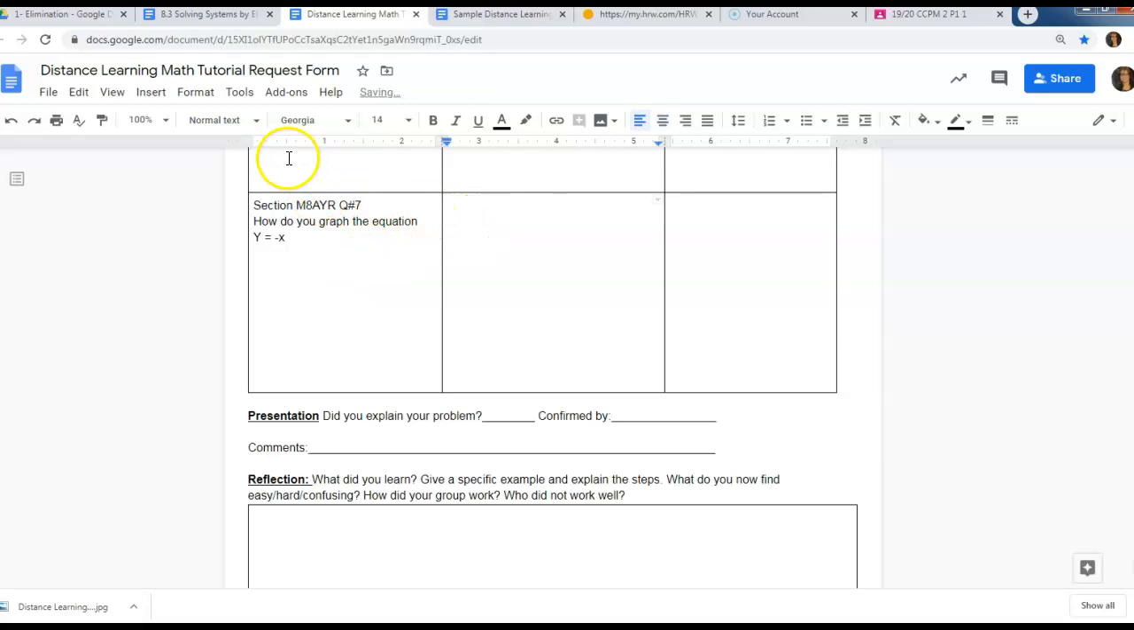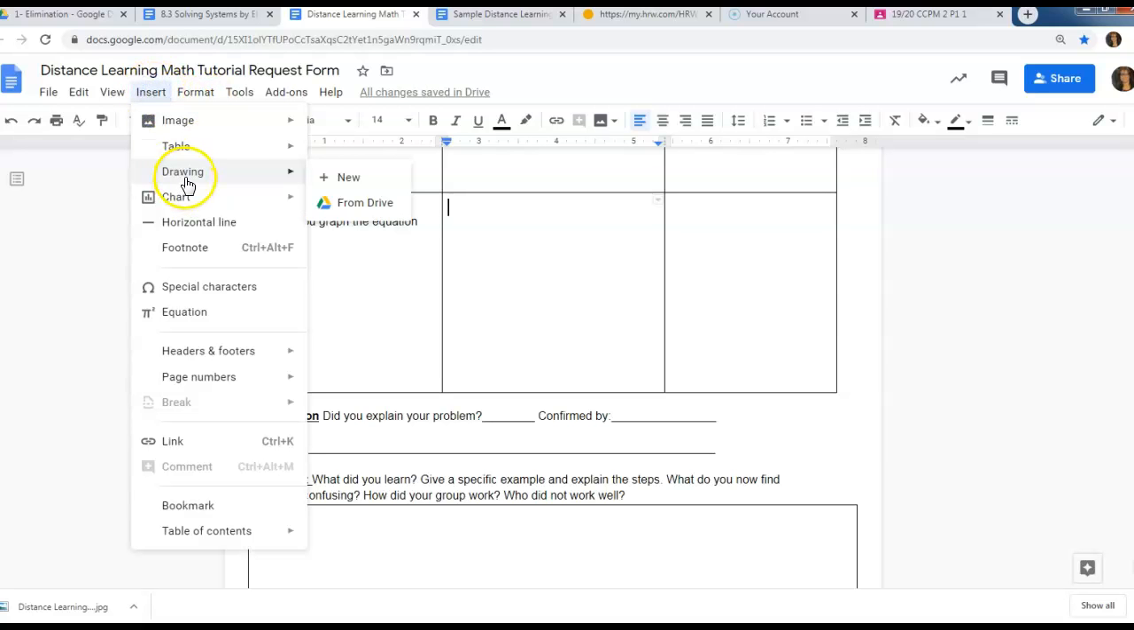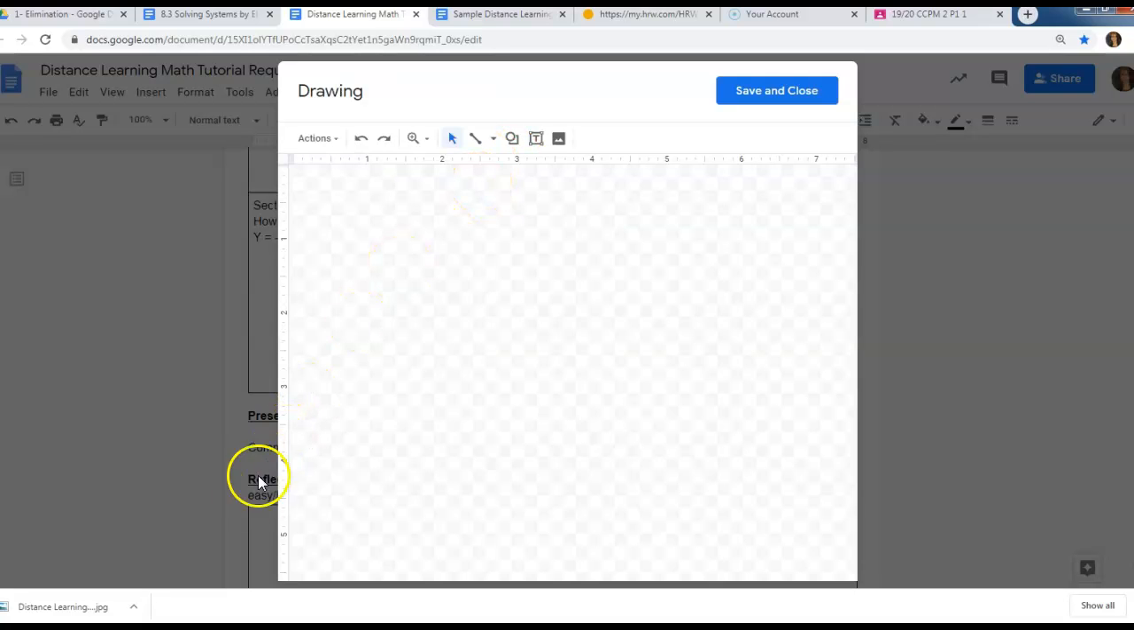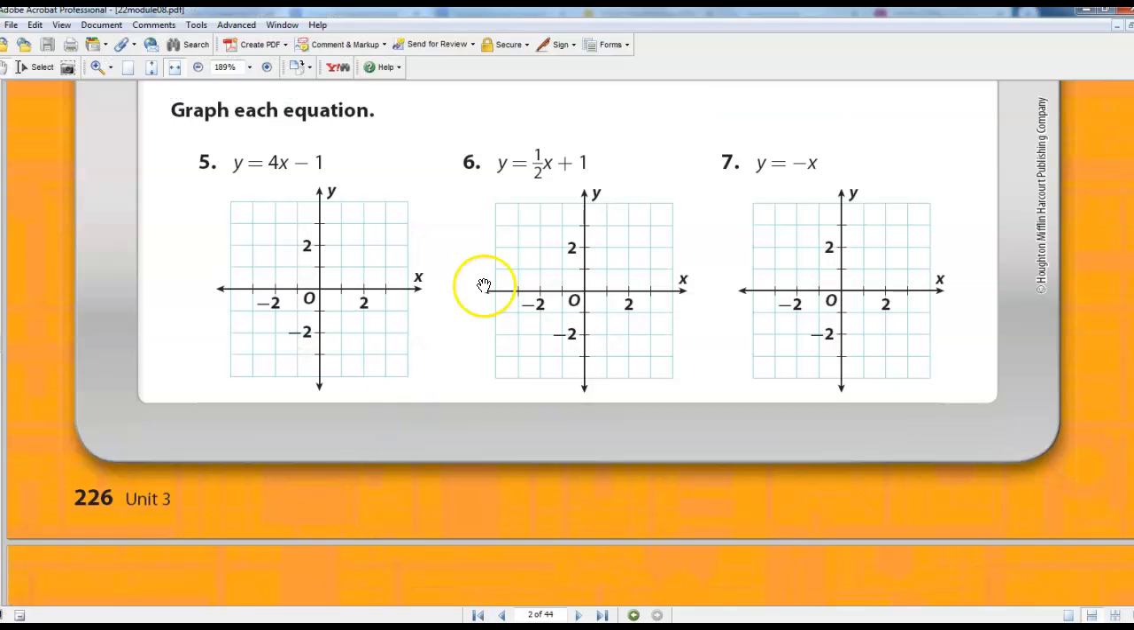In order to graph, I go to Insert and I say Drawing, plus. It's going to take me to the drawings right here. I need to save my graph paper. I need to have graph paper right there. So I'm going to go back to my problem right here. I did this on the other example, but I'm going to go ahead and explain it again.